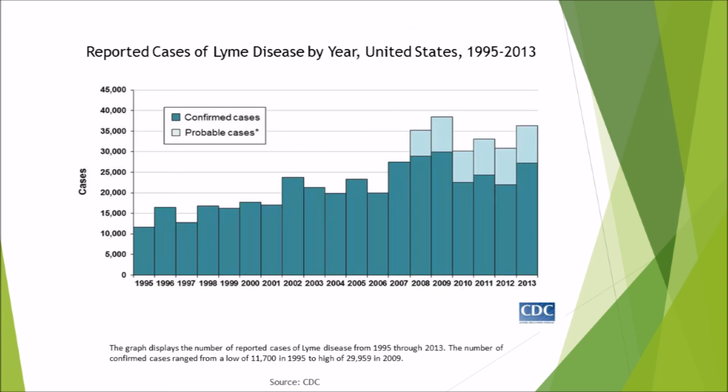This chart shows the reported cases of Lyme disease in the U.S. from 1995 to 2013. And as you can see, in 2008, they started including the probable cases in addition to confirmed cases. So Lyme disease is on the rise. One of the main reasons for this is the increased popularity in people spending time outdoors, hiking and camping, and being where ticks live, and increasing their chances of being bitten by one.